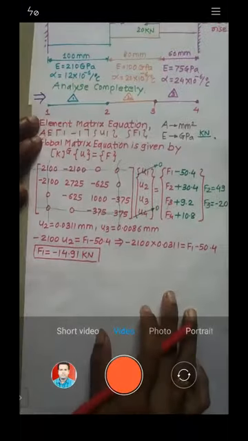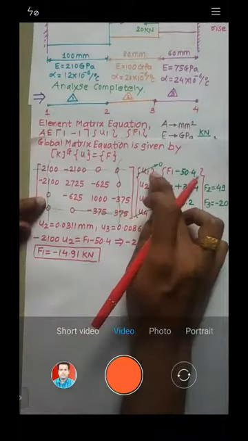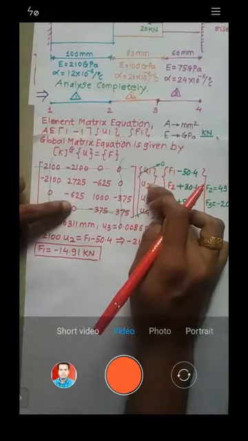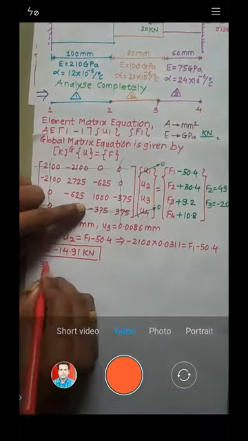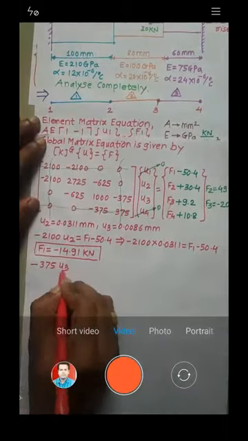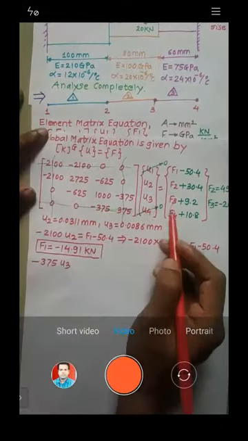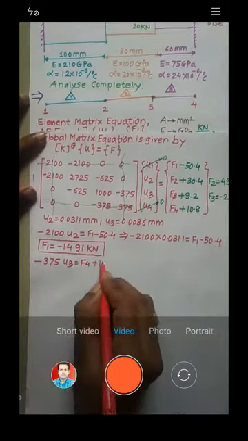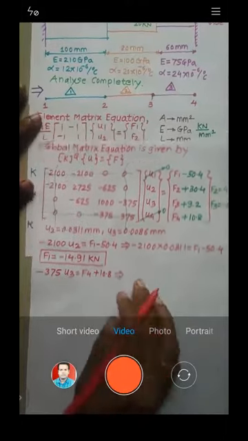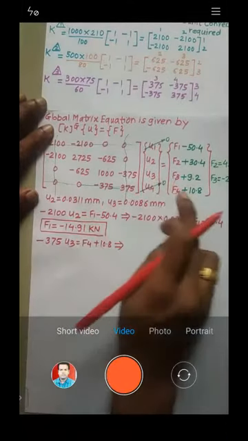Now let's do that for F4. How will you get F4? Last row multiplied by this column, right? So this into this is 0. Again, this 0 into U2 is 0. Then what remains is minus 375 into U3, that I will write down. Minus 375 U3. Again, this into this is 0. Is equal to F4 plus 10.8. See, this row multiplied by this column is equal to F4 plus 10.8.